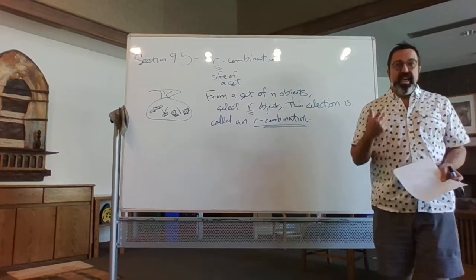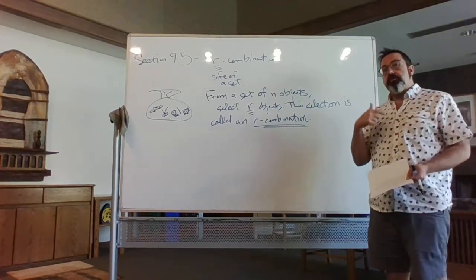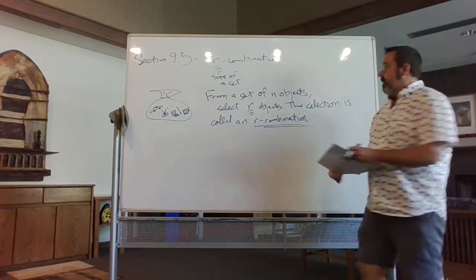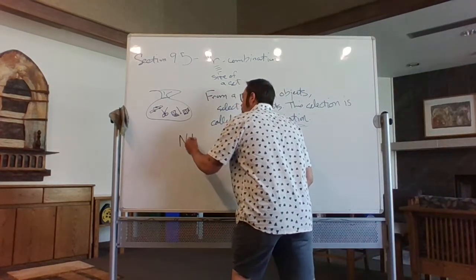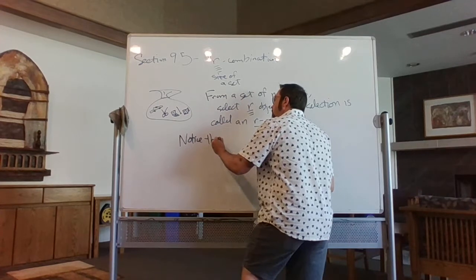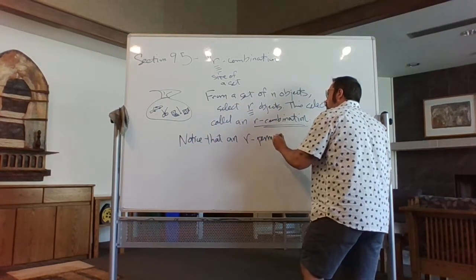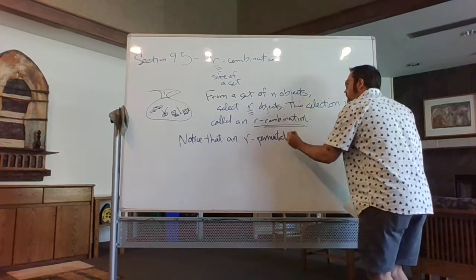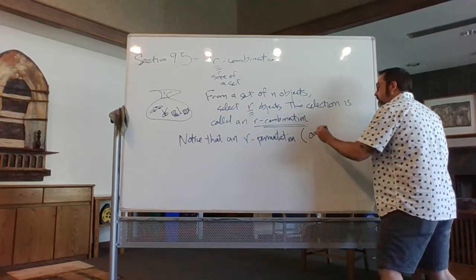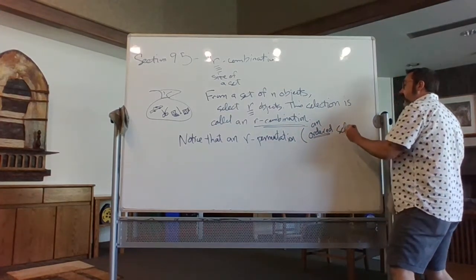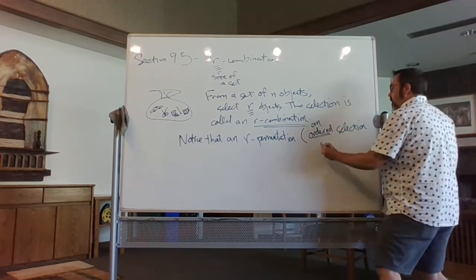In other words, every permutation corresponds to a combination if we just forget about the order. So notice that an R permutation, and that is an ordered selection. So just to emphasize, this is an ordered selection of R objects.